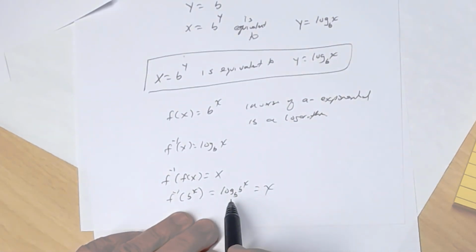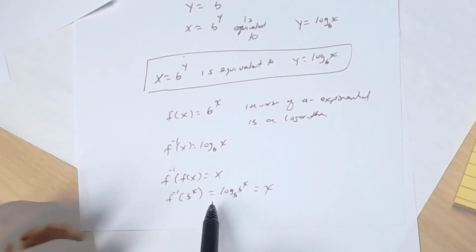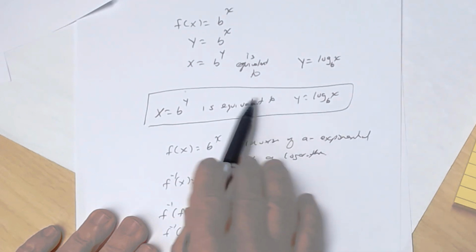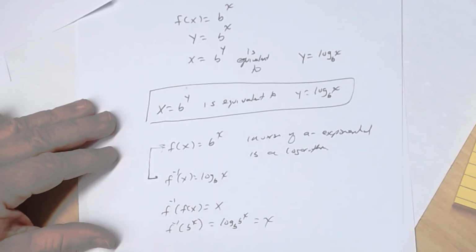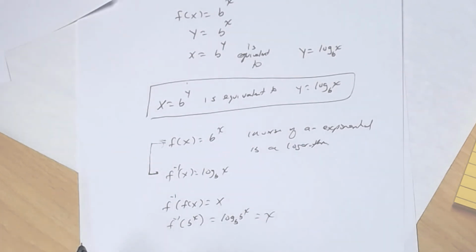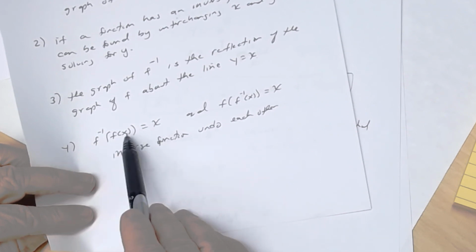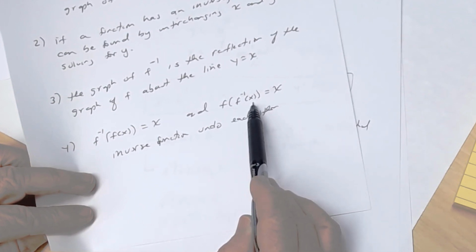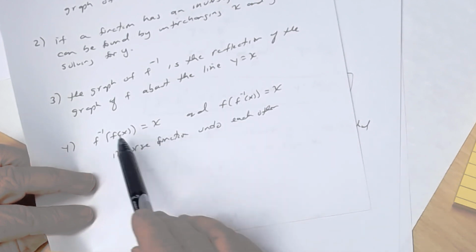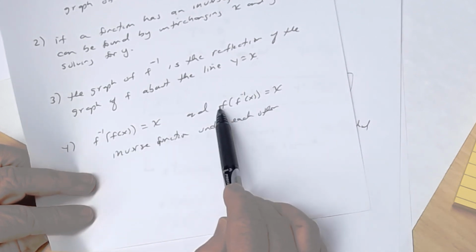Now, here's what you need to remember. This little part here is confusing for students to understand. So just remember, inverse functions undo each other. These two functions, f of x and f inverse, are inverse functions, so they're going to undo each other, and you're going to get x. The notation we saw here is that f inverse of f of x is equal to x, whatever this is, and f of f inverse is equal to x, whatever this is. It doesn't matter if you replace f of x into the inverse, or the inverse into the function. They undo each other.